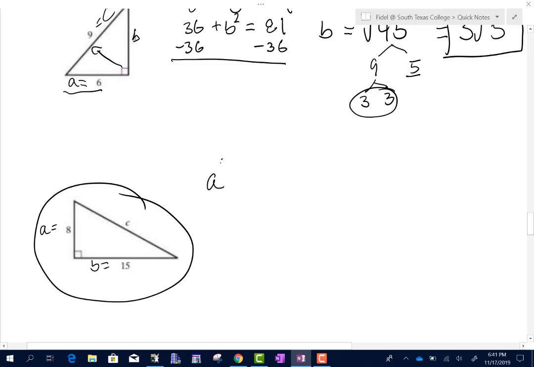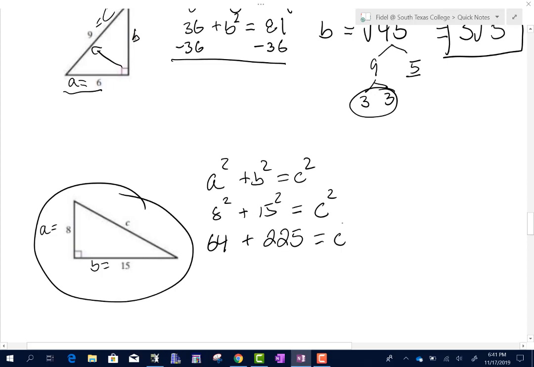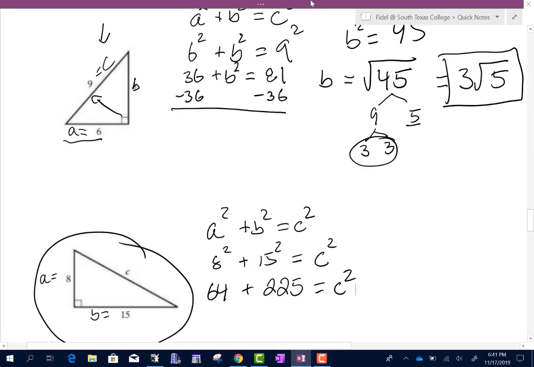So I'm going to write the formula down again: A squared plus B squared equals C squared, okay? So 8 squared plus 15 squared equals C squared. Okay, 8 squared I already know is 64. 15 squared, guys, should be 225, equals C squared. I'm going to add those two numbers together.